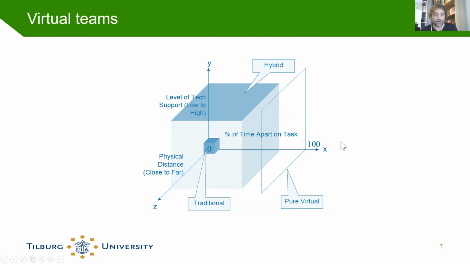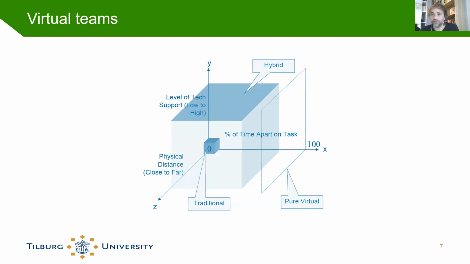So even if the physical distance is very close, you can be a virtual team, because the work you do does not take place at the same time necessarily. So of course you can have virtualness in terms of physical distance. The further you are, the more virtual you are. But also the level of technology support determines how virtual you are.